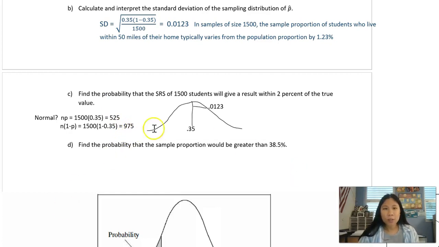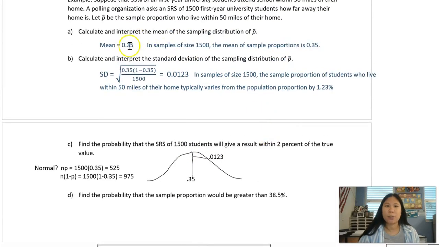With our normal curve problem, I can draw out my normal curve. I'm going to label the mean and the standard deviation that I calculated before, so the 0.35 and the 0.0123. The probability we're looking for is a result within 2% of the true value. Our true value here is the 0.35. So within 2% means we're looking at 2% on each side of our middle number. Within 2% would be 33% and 37%, on the left and right of the 35%. So that's the probability we're looking for right in the middle here.